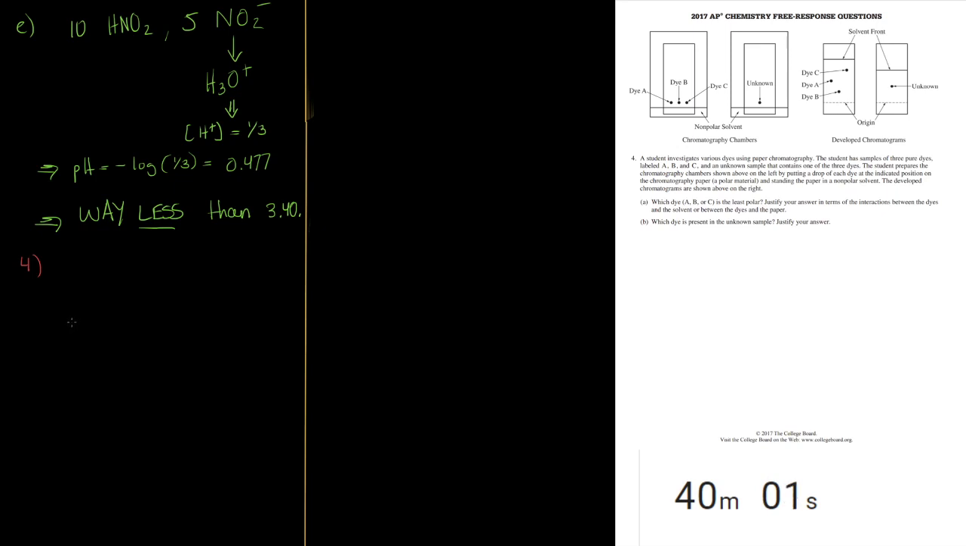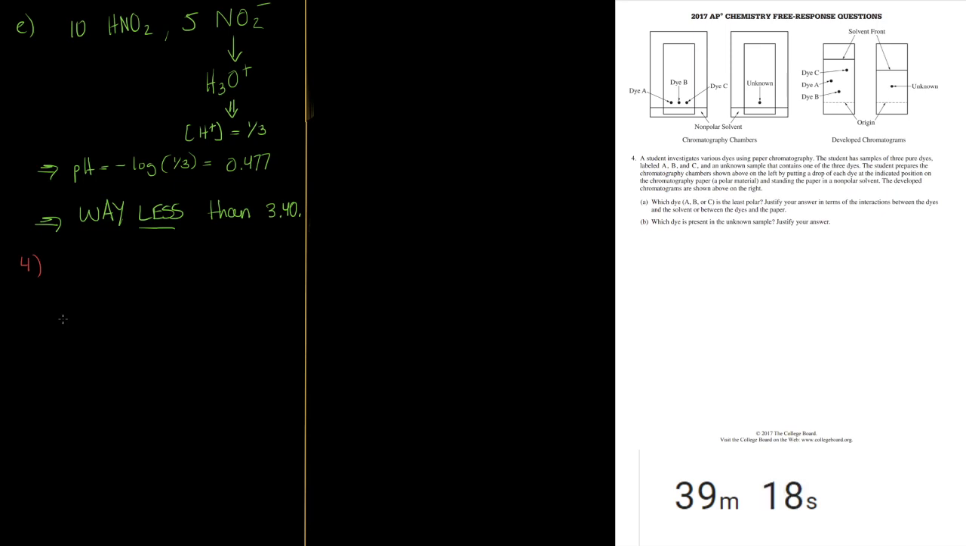A student investigates various dyes using paper chromatography. Oh, chromatography! That's one of the things I completely haven't studied yet. Let's do this. A student has samples of 3 pure dyes labeled A, B, and C, and an unknown sample that contains one of the 3 dyes. The student prepares the chromatography chambers shown above on the left by putting a drop of each dye at the indicated position on the chromatography paper, a polar material, and standing the paper in a non-polar solvent. The developed chromatograms are shown above on the right.